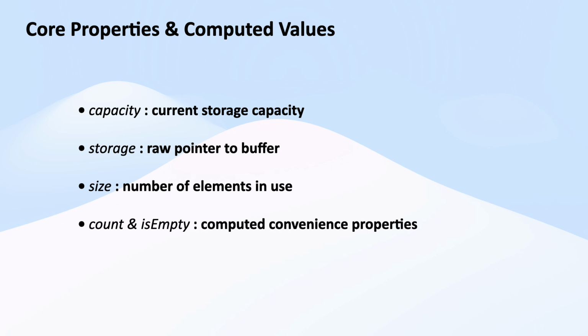At the core, we have a few important properties. Capacity keeps track of how many elements we can store. Then we have size, which tracks how many we are currently storing. Storage is the raw memory buffer, and then we have some computed properties like count and isEmpty for convenience.